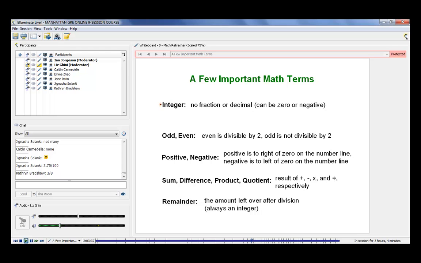The GRE uses these words: integer, odd, even, positive, negative, sum, difference, product, quotient, and remainder. Probably the trickiest one, sometimes people forget that integers can be 0 or negative, and remainders have to be integers. That's the integer left over after you do division. It's not the decimal left over.